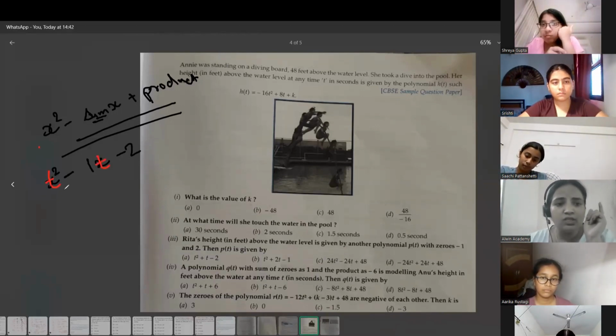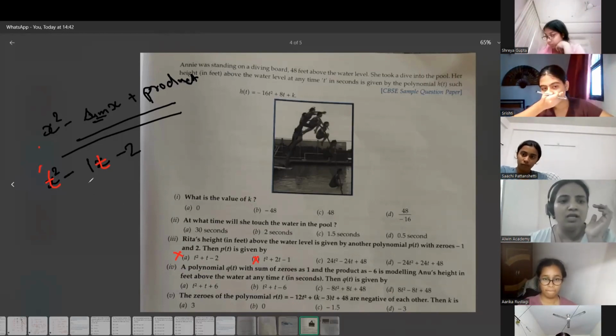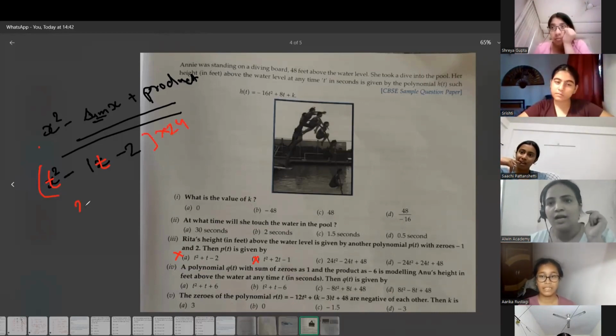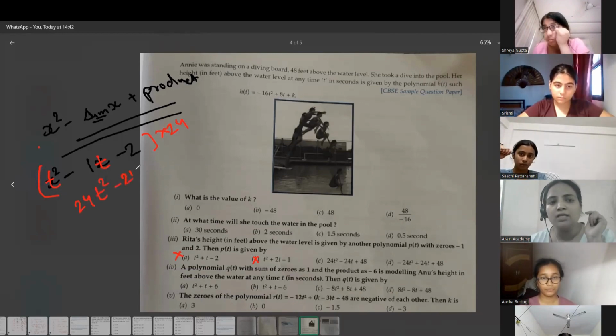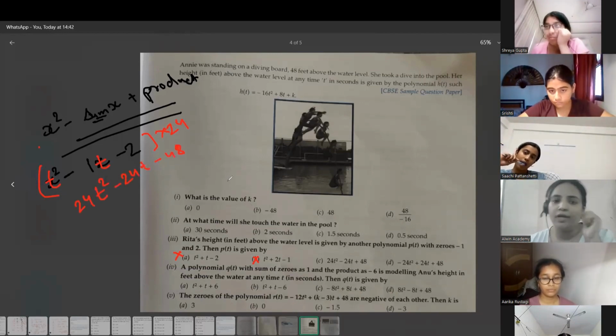Now look, bache, t square minus t minus 2 is not this option, is not this option. Ma'am, D. Listen. What if out of these two, I multiply the complete equation by 24? So that will be 24t square minus 24t minus 48. Right or not?